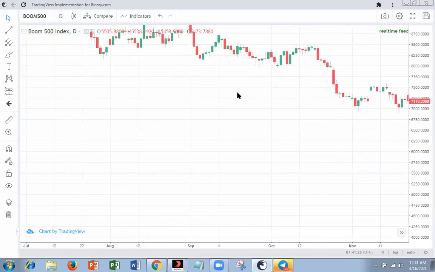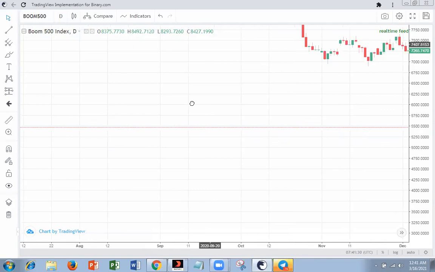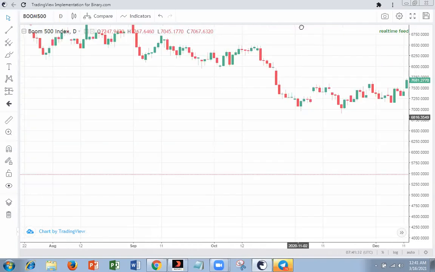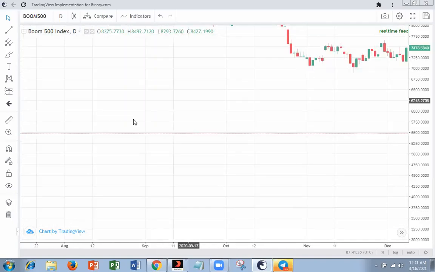So you see what TradingView is doing. You can take it down, you can take it up, and have enough space to see what you want to see. I can even use this here and draw whatever I want to draw.